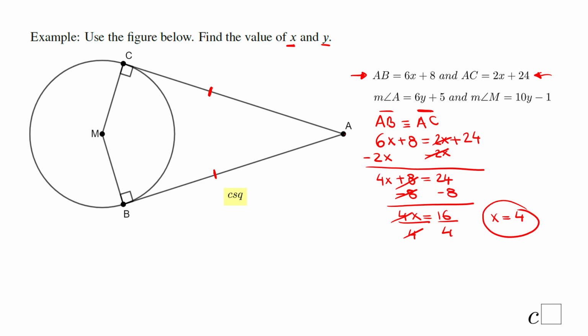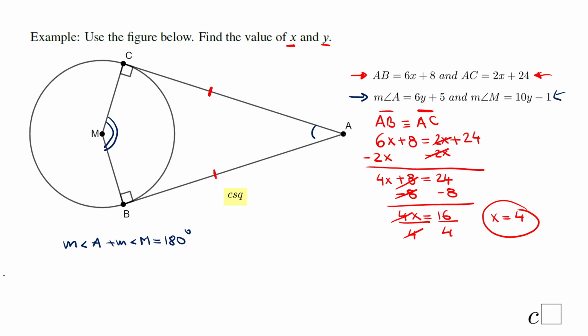And let's take a look now at y. How do we find y? We want to look at these two angles, A and M. Remember, these two angles are supplementary. So we have the measure of angle A plus the measure of angle M equals 180.